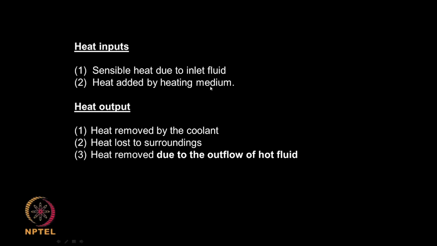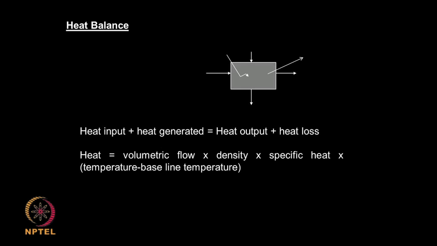Sometimes we heat the contents of the unit operation because they may be very cold, sometimes we may have to even cool it because there could be a lot of heat generated. For example, in a bead mill or in a homogenizer, heat is generated, so we may have to cool them. Heat output will be heat removed by the coolant, so we may have a cooling medium, and then heat lost to the surroundings, and then heat removed due to the outflow of the liquid. So, we need to consider all these heats, and we say heat input equal to heat output, and that is what we do in a heat balance.